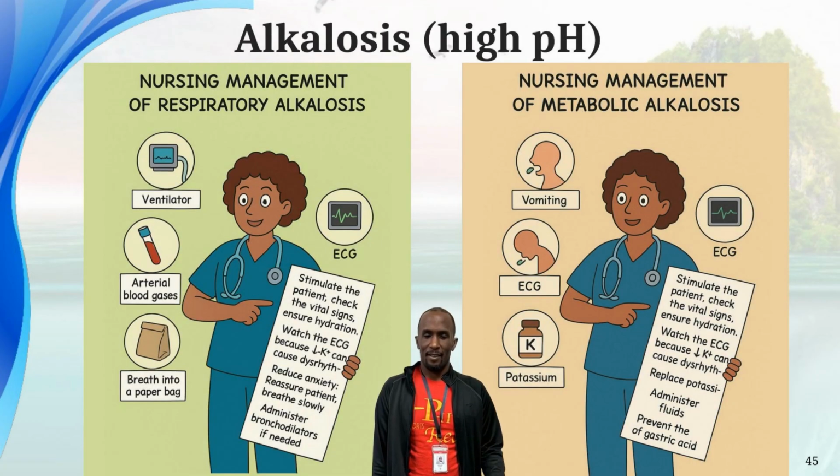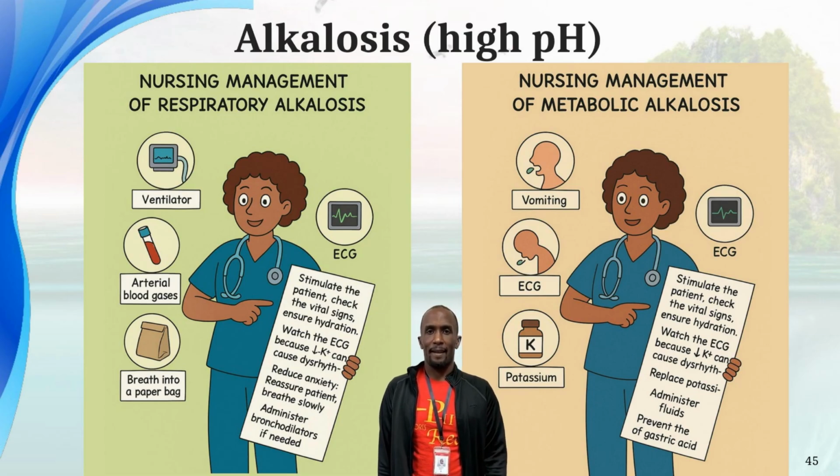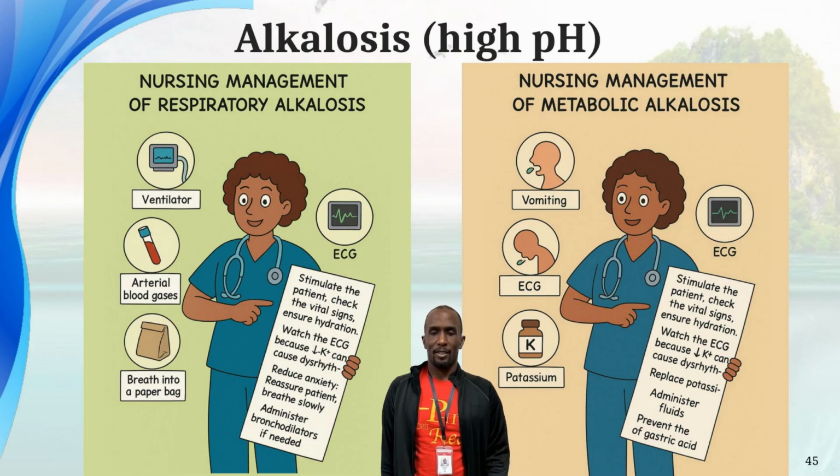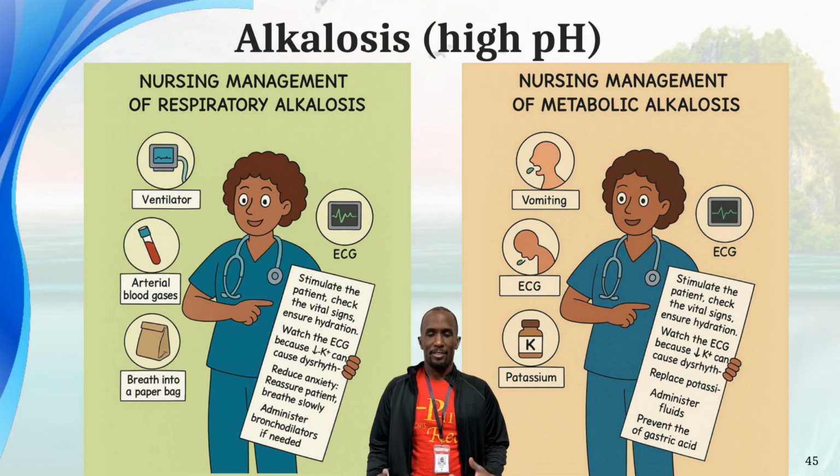For respiratory alkalosis, the priority is to treat the cause of hyperventilation, encourage slow, controlled breathing, provide reassurance for anxiety, and monitor oxygen and ABGs. For metabolic alkalosis, the focus is on correcting fluid and electrolyte imbalance. This may include administering intravenous fluids, potassium or chloride replacement, and stopping excessive suctioning or diuretic therapy.